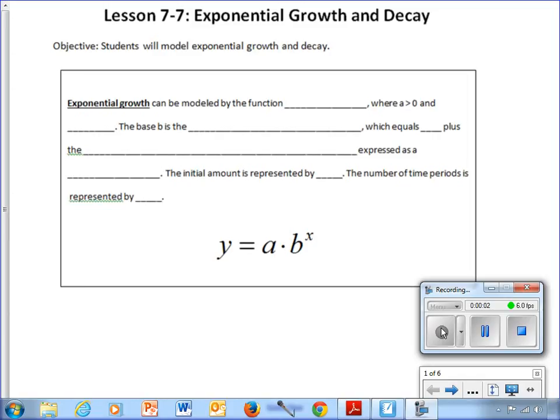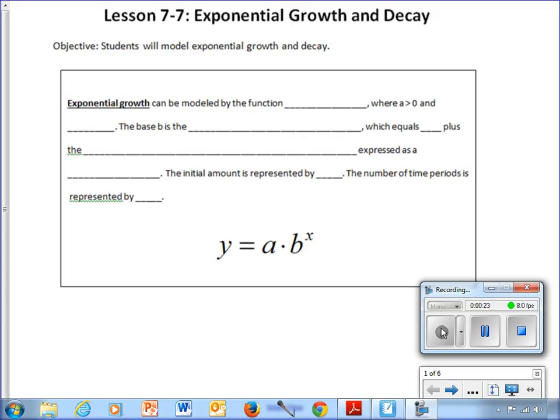Hi, this is Mrs. Doris, and this is Lesson 7-7 entitled Exponential Growth and Decay. And that is our objective today, that you will model exponential growth and decay, and we'll use some real-life type problems.